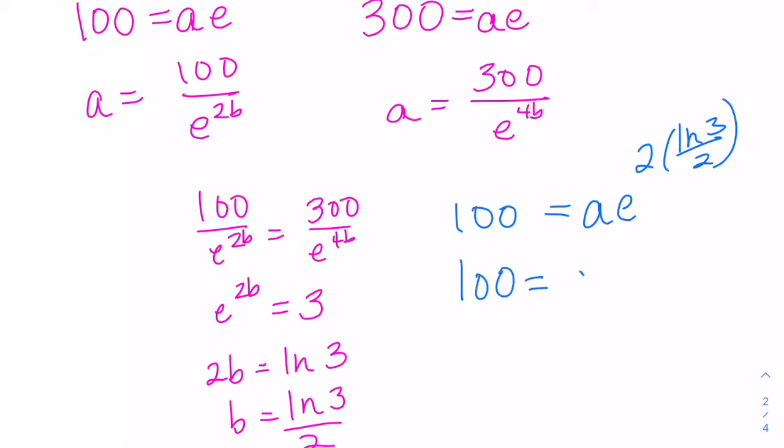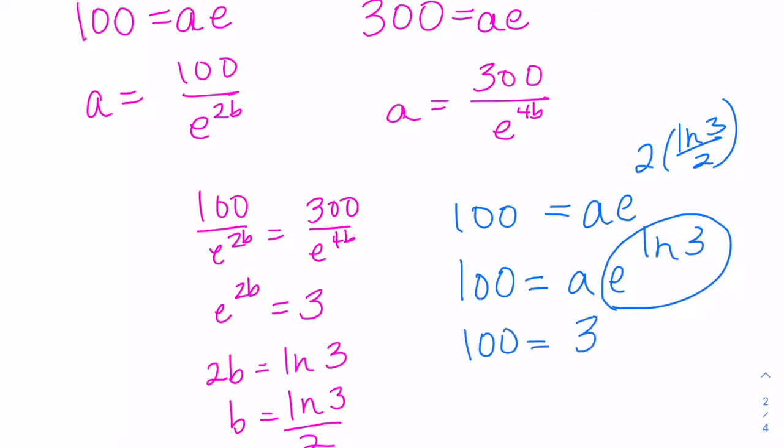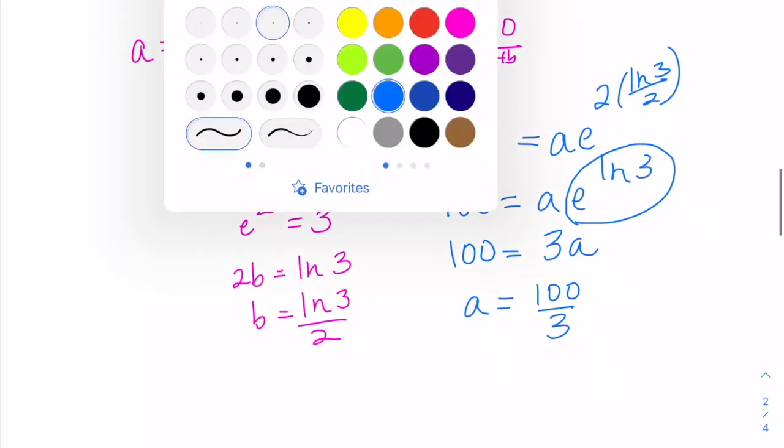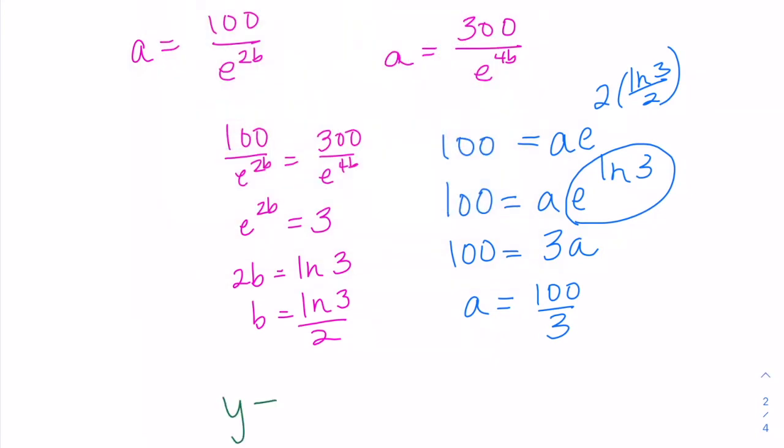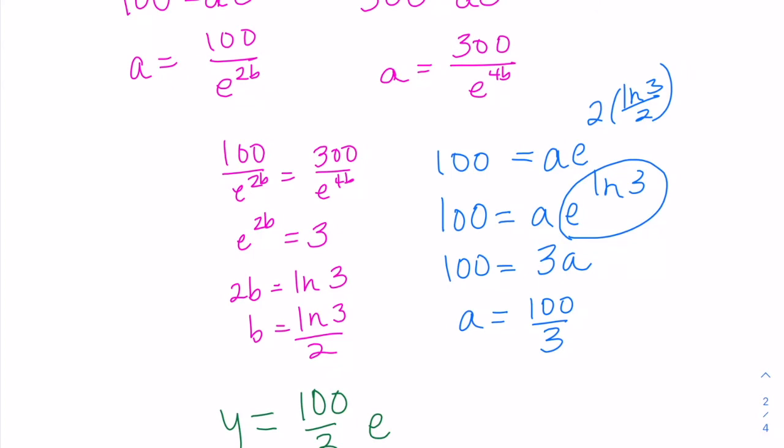So 100 equals a times e to the natural log of 3. We can also simplify this. So that's just going to be 3a, and divide both sides by 3, so a equals 100 over 3. So when I write the equation, we'll have y equals a, which is 100 over 3, and then that'll be times e, and then it was x times b, or b times x. So I'll have x times natural log of 3 over 2.